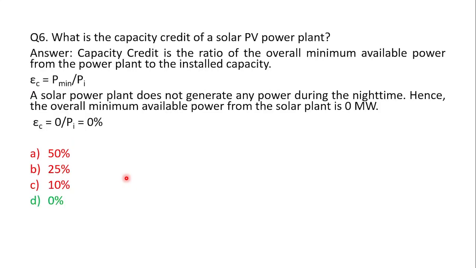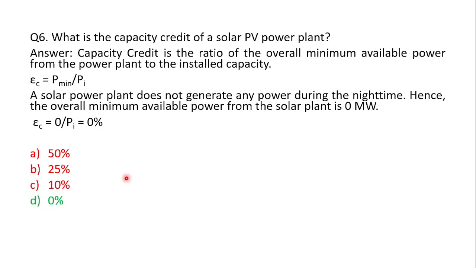Number 6, what is the capacity credit of a solar power plant? So what is capacity credit? It is the ratio of the minimum available power from the power plant to the installed capacity, the absolute minimum. You take the whole year that the plant is operating, and then you see what is the absolute minimum power that it is generating.